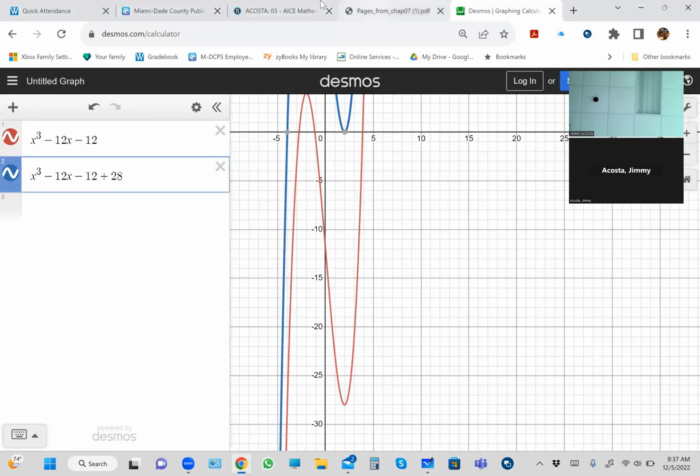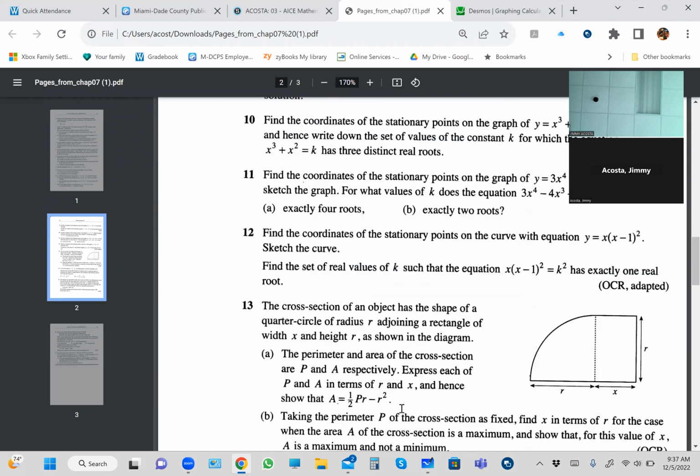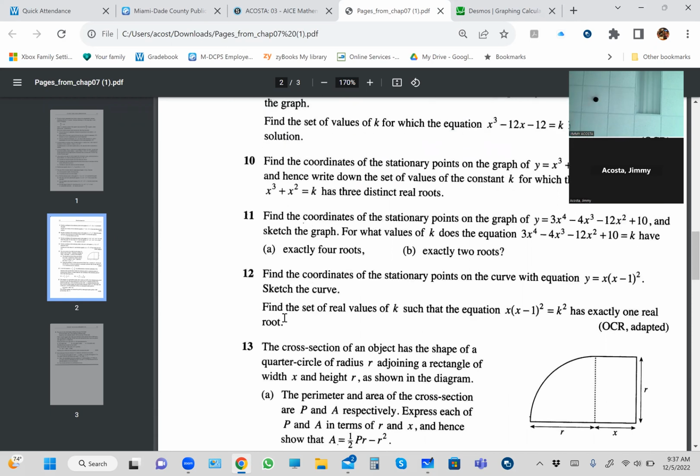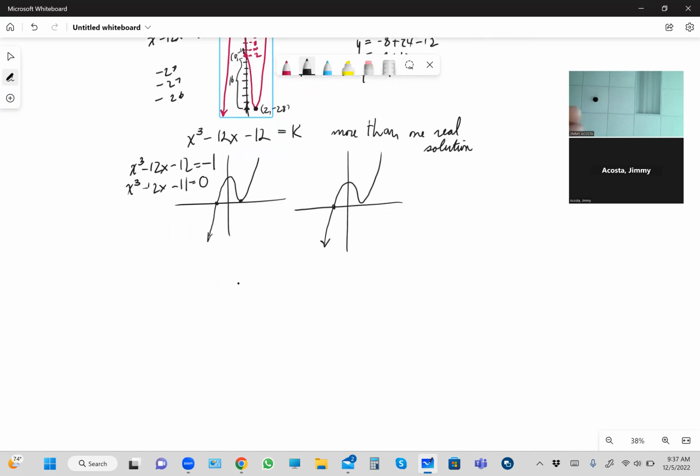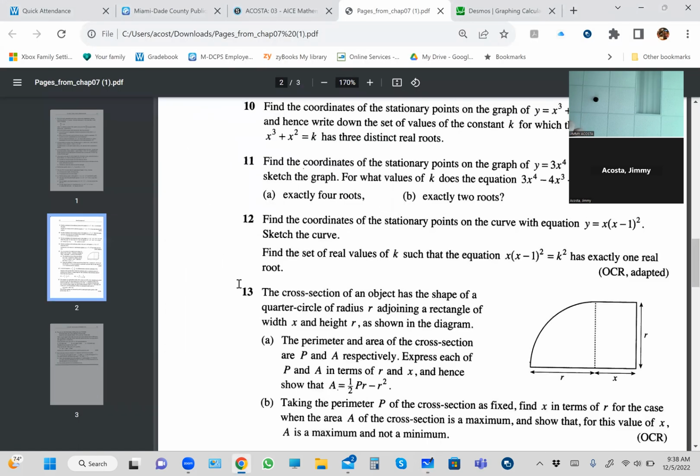So now let's go to the next one. I think the next one was the next OCR, which is number 12, right? It says there, find the coordinates of the stationary points on the curve y equals x times (x minus 1) squared. So let's go ahead and do that. So we have x times (x minus 1) squared, right? And they want you to find it and sketch it, right?